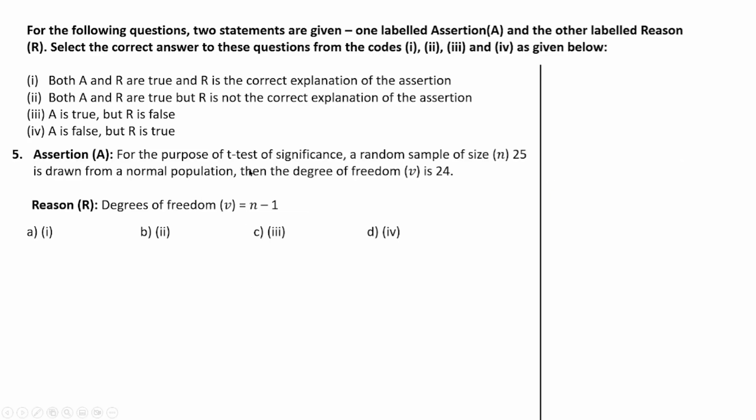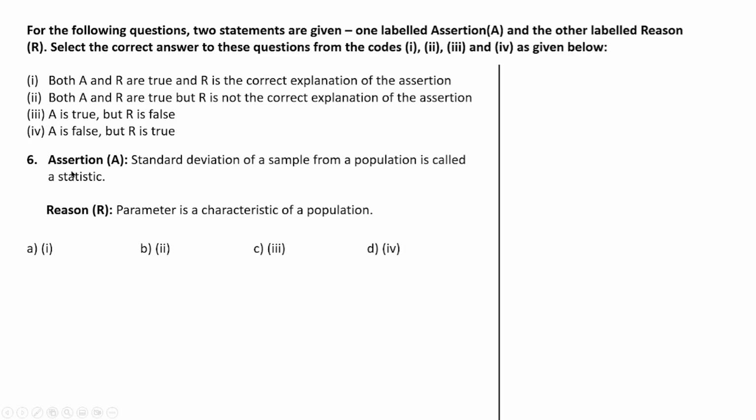Next question. For the purpose of t-test of significance, a random sample of size 25 is drawn from a normal population. Then the degrees of freedom is 24. This is the assertion, and we have to check whether it is true or not. Reason: degrees of freedom nu equal to n minus 1, where n is the sample size. So the reason is true. If the sample size is 25, then nu is 25 minus 1, which is 24, so the assertion is also true. Both A and R are true and R is the correct explanation of the assertion. So the correct option is option A.